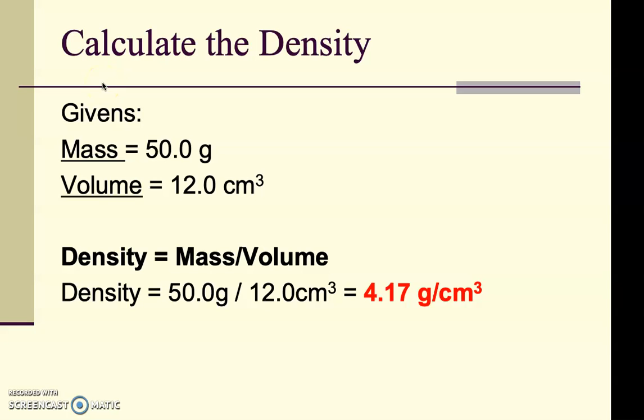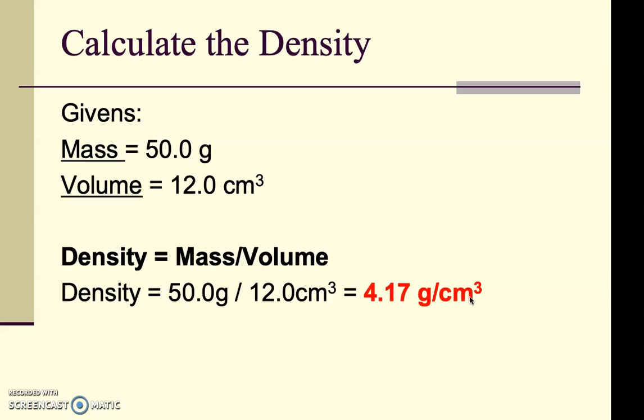Once we have our data, we can calculate the density correctly now. We have our mass, which is 50.0 grams, and our volume, which is 12.0 centimeters cubed. So we simply divide 50 divided by 12, and we get 4.17 grams per centimeters cubed. And that is the density of that solid object.